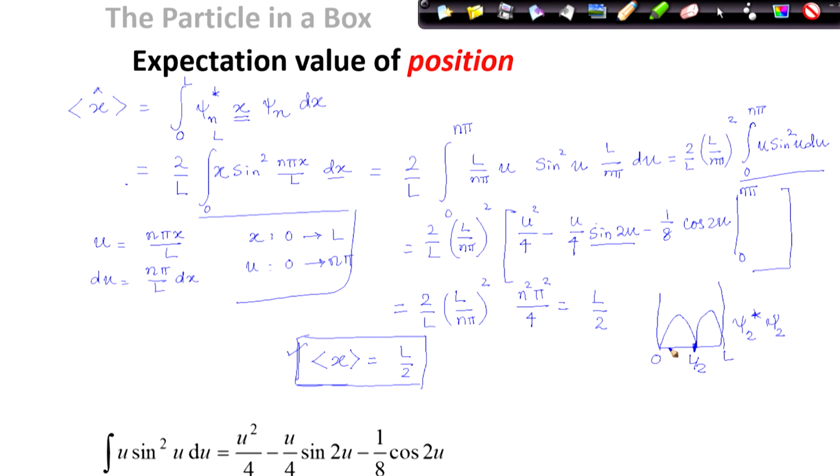Please remember the difference between the expectation value and the probability density. The probability density at L by 2 simply says that if I prepare the system in 10,000 different copies and make one measurement, I would never get to observe the particle at L by 2. But if I make an observation of all 10,000 systems, determine where I observe the particle, and then take their average position, I may end up getting the average value as L by 2.